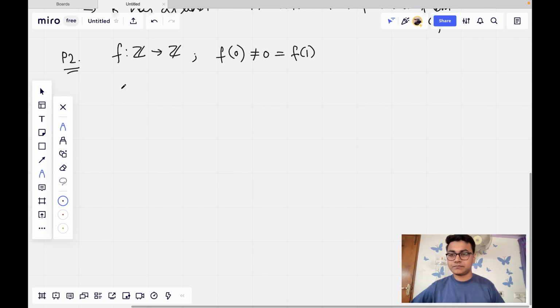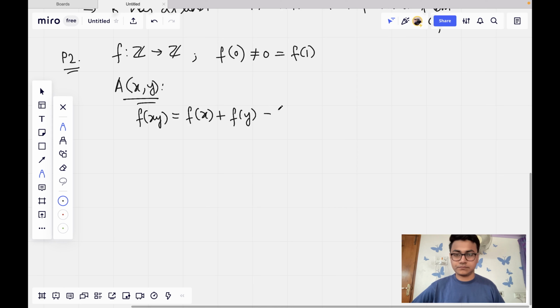Now, by capital A(x, y), we mean the assertion f(xy) = f(x) + f(y) minus f(x)f(y). And what do I mean by an assertion? I just mean that whenever I write A(x, y), I'm substituting the values x and y into this functional equation.